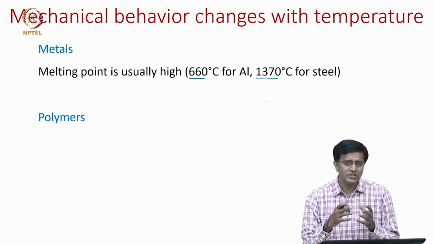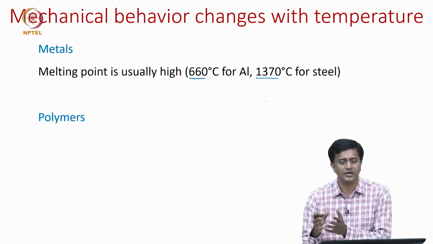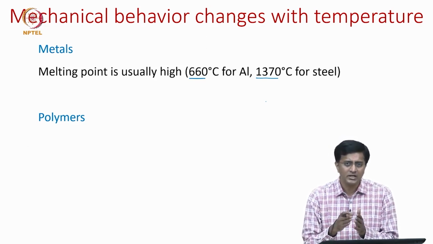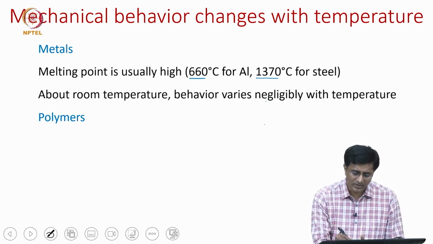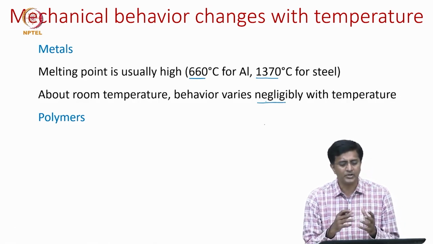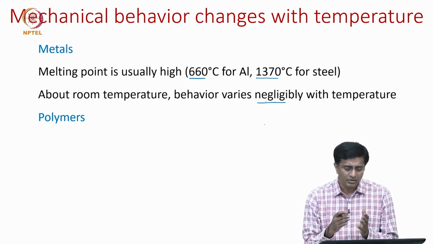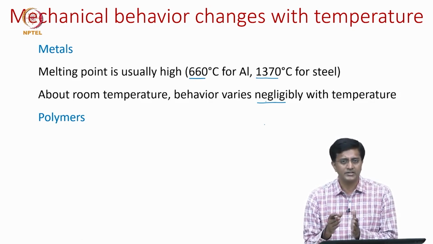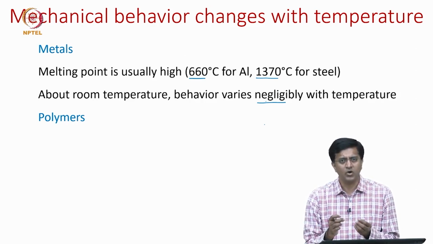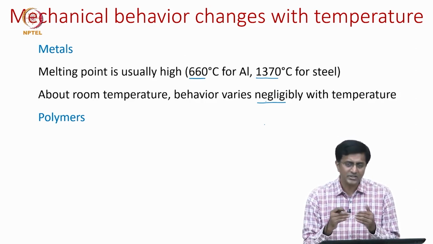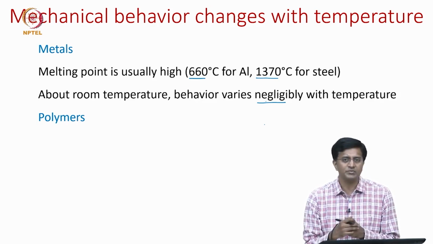So, even if there are small changes at room temperature, let us say it goes to 50 degrees centigrade or 100 degrees centigrade, these small changes are still very far from the melting point. Therefore, the behavior varies negligibly. At room temperature aluminum and steel show a ductile behavior, and if you increase by 50 or 100 degrees centigrade, this linear elastic behavior is still there. Maybe there are small changes which are negligible, but let us say from room temperature we go closer and closer to the melting point. How does the behavior of these metals change?